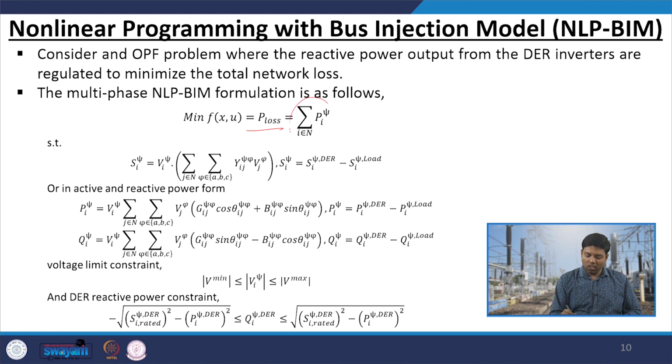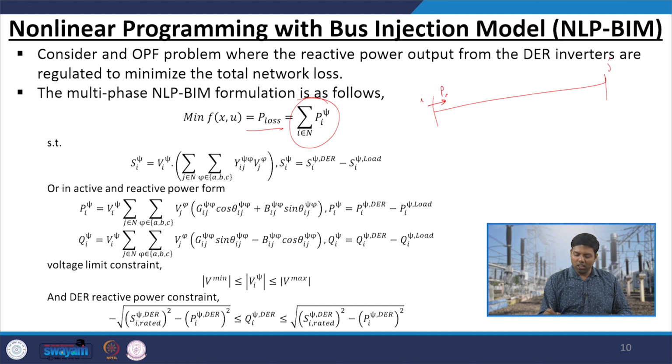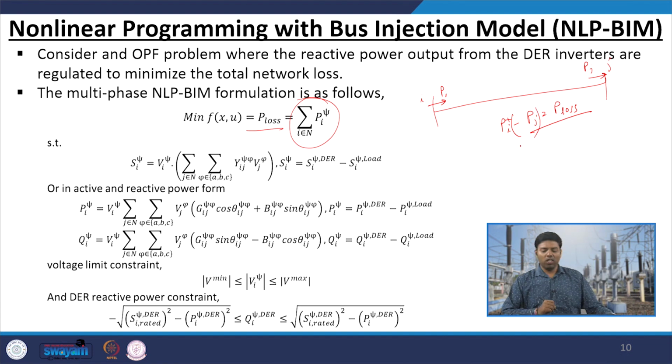So, the total loss is the injection of the power at all the buses in the network. That means, let us say this is your bus i and this is your bus j. From here how much power you are sending and here how much power you are getting, that Pi minus Pj will give you the P loss. Somewhere it is positive, somewhere it is negative. So, if you do that summation, then you will get the P loss.